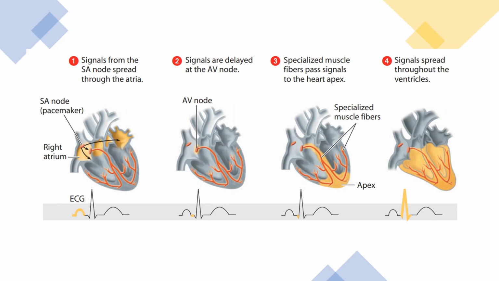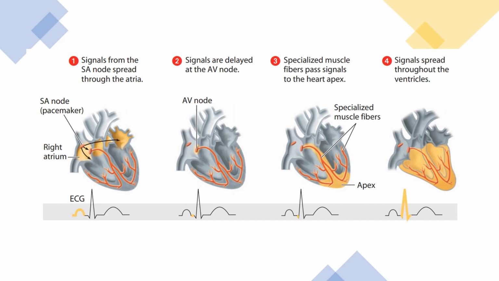So in step one, signals from the sinoatrial node will spread through the atria. The electrical signal originates in the sinoatrial node, which is located in the upper right atrium of the heart. The sinoatrial node generates electrical impulses spontaneously, acting as the natural pacemaker of the heart. These impulses cause the atria to contract. The electrical impulses will then travel through specialized muscle fibers to reach the atrioventricular node.